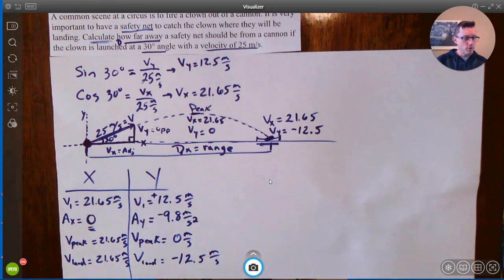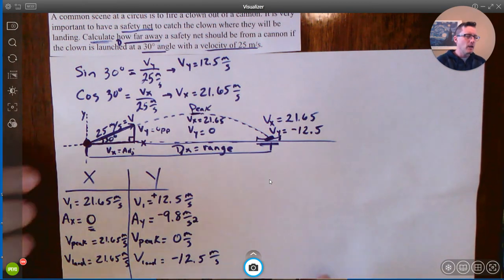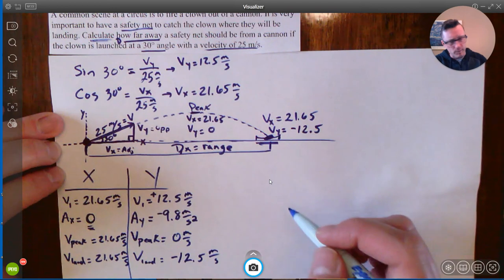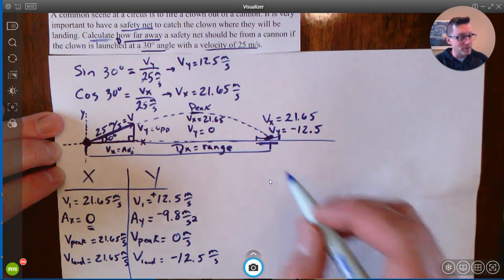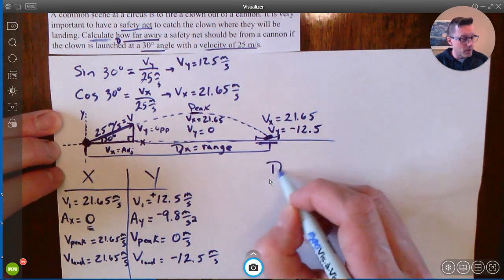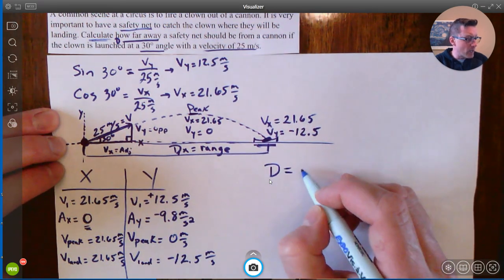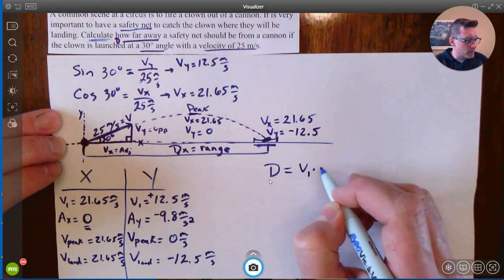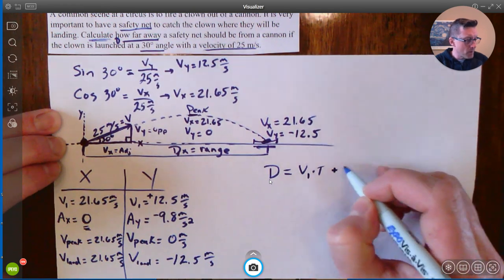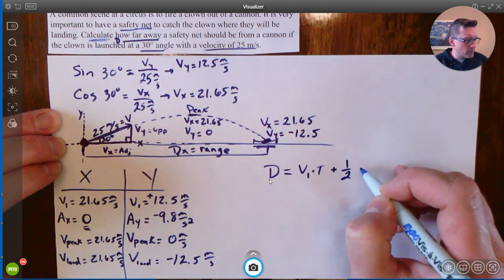Okay, so we're trying to find a distance, right? So we look at our equation sheet and we say, okay, what equation has distance in it? And a lot of our projectile questions are actually going to come down to this equation here. This equation is extremely useful. It allows you to calculate a lot of different things, okay? And this is no exception to that.